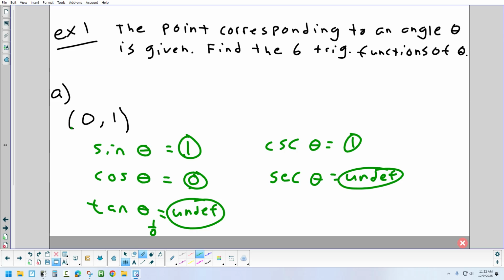And the last function. Cotangent. And what would the cotangent of our angle represented by that coordinate be? Yeah, it would be 0, because you are flipping the tangent. Tangent was 1/0. When you flip it, it becomes 0/1. 0 divided by 1 is 0. Okay. And that's the 6 trig functions of theta.